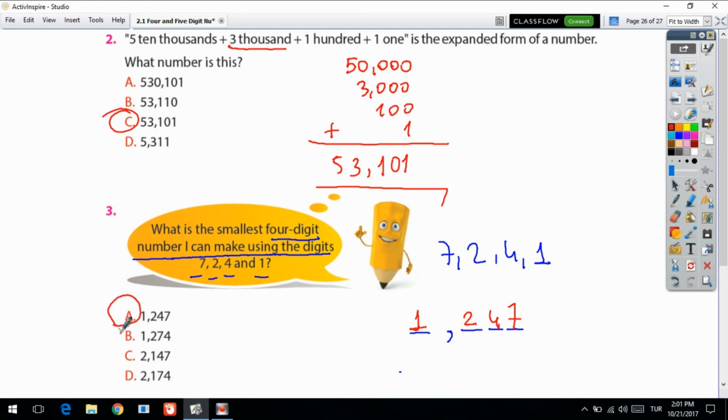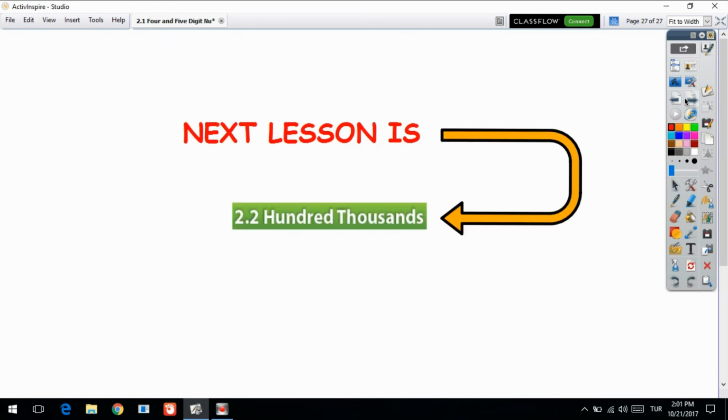Now let's look at another page. So this is a surprise for you. We have finished the lesson here. So we solved all answers about 2.1, 4 and 5 digit numbers. So next lesson, be ready for the next lesson. Next lesson is 2.2 hundred thousands.